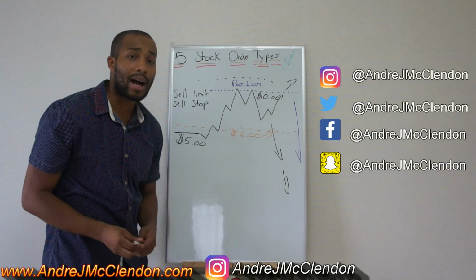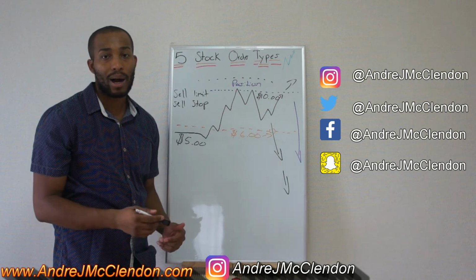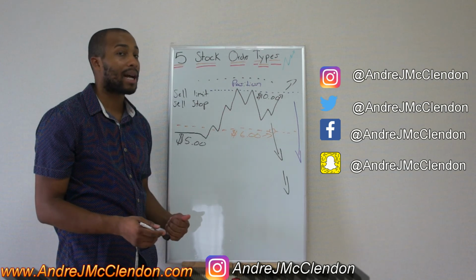So those are the 5 types. You have market, you have buy stop, buy limit, and you have sell stop, sell limit.